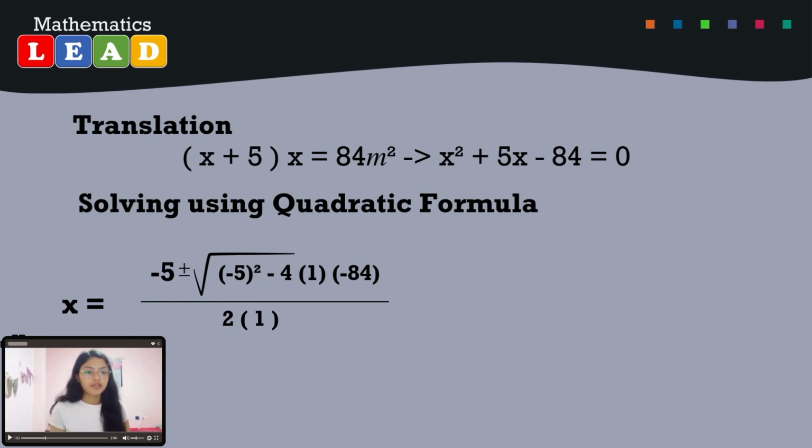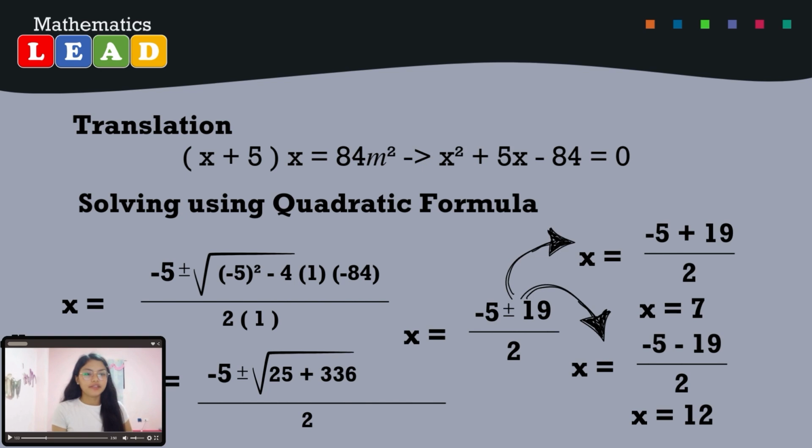And we are solving it using the quadratic formula where we let a be equal to 1, b equal to 5, and c equal to negative 84. Distributing and answering this, we will have 7 and negative 12, and since we can't have a negative length, we will have it positive and have 7 and 12 only.